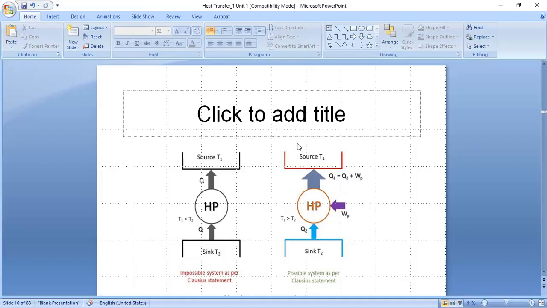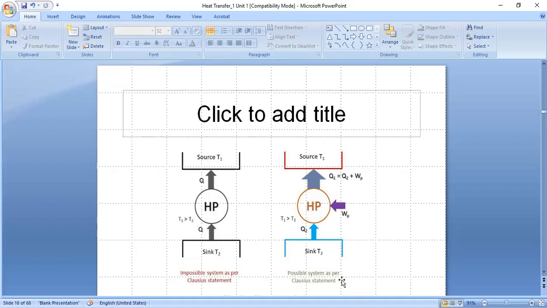This is the source and this is the sink. The source is the main supply of heat. For example, in an engine, the main source is the fuel; once the fuel starts burning, the temperature is T1, and the sink temperature is T2. For the heat pump, Q is the heat transferred.